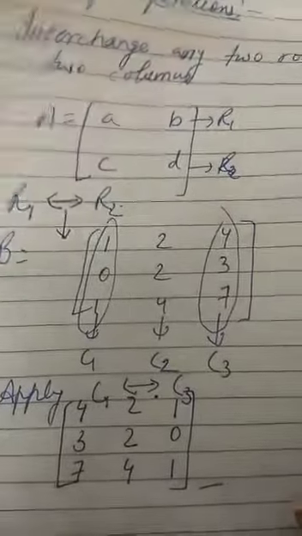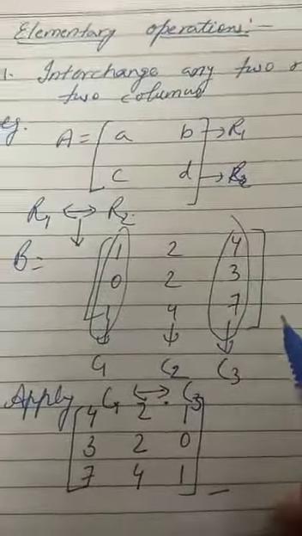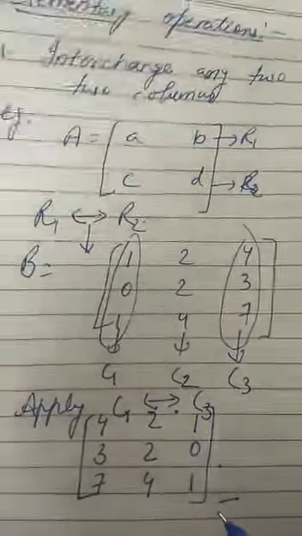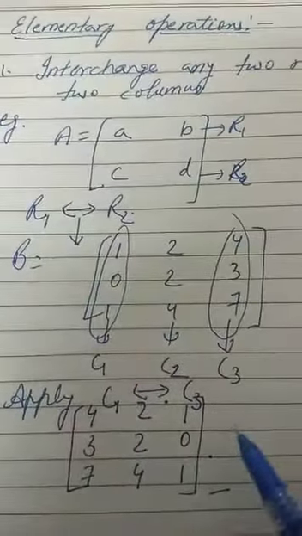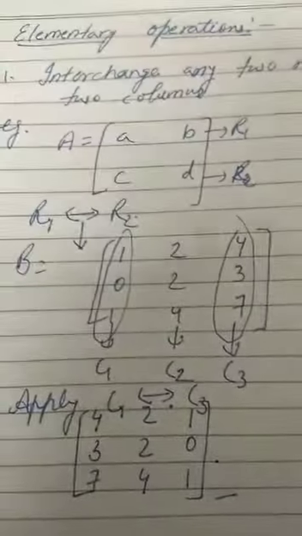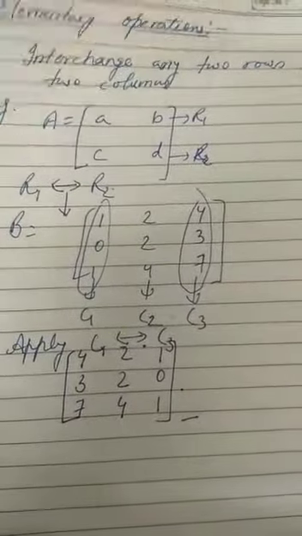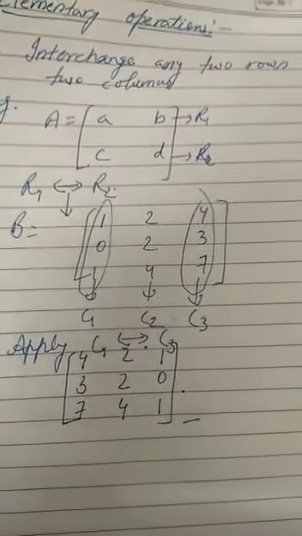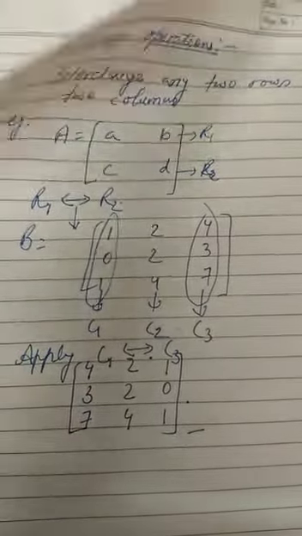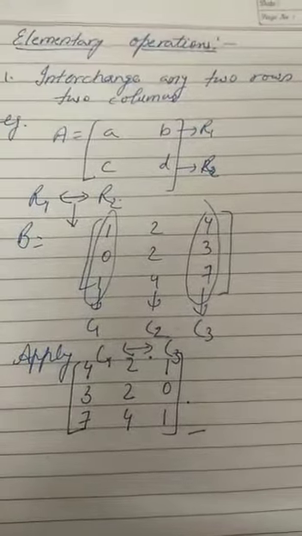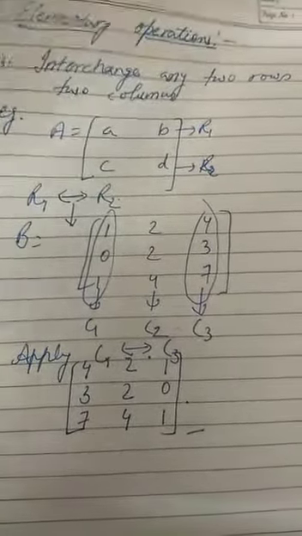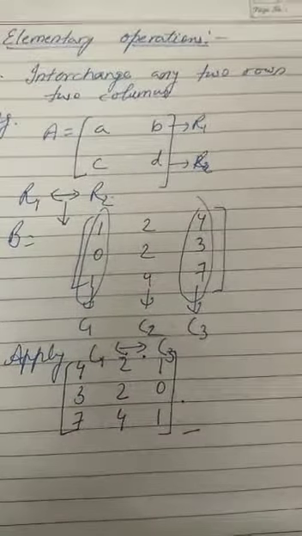And at the same time, either row operation will work or column operation will work. We cannot mix the things in the sum. So if I am starting the sum with row operations, the whole sum will be done with row operations. If I start the sum with column operations, the whole sum will be done by column operations, right? We cannot mix this.